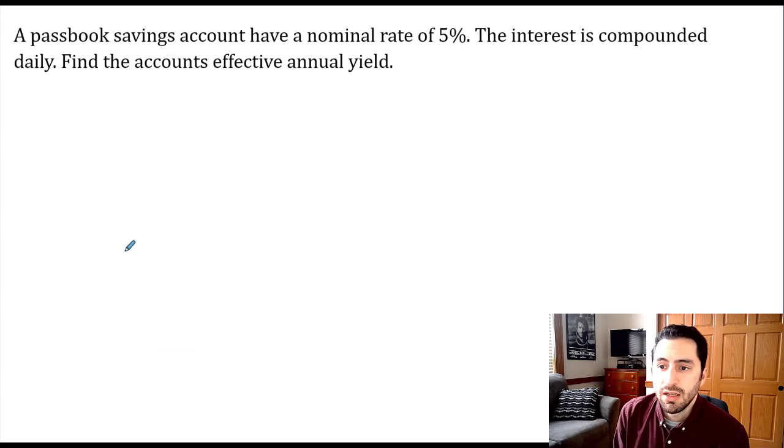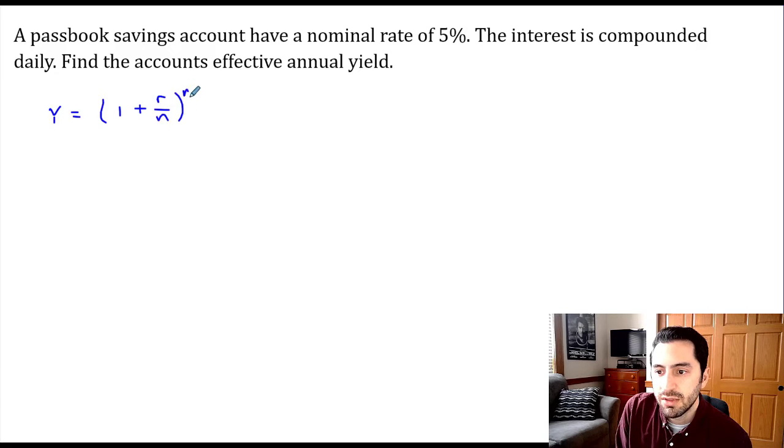So the first one says, a passbook savings account has a nominal rate of 5%. The interest is compounded daily. Find the account's effective annual yield. So again, just to rewrite our formula, our yield is going to be equal to 1 plus r over n to the n power, and then minus 1. So let's plug in what we know and find our effective annual yield.